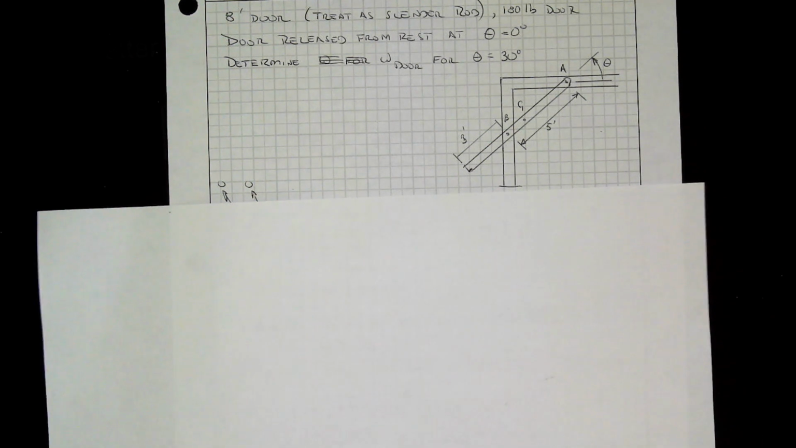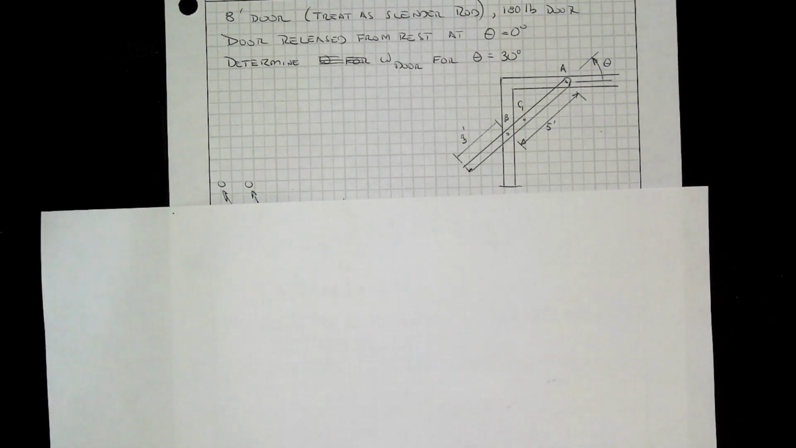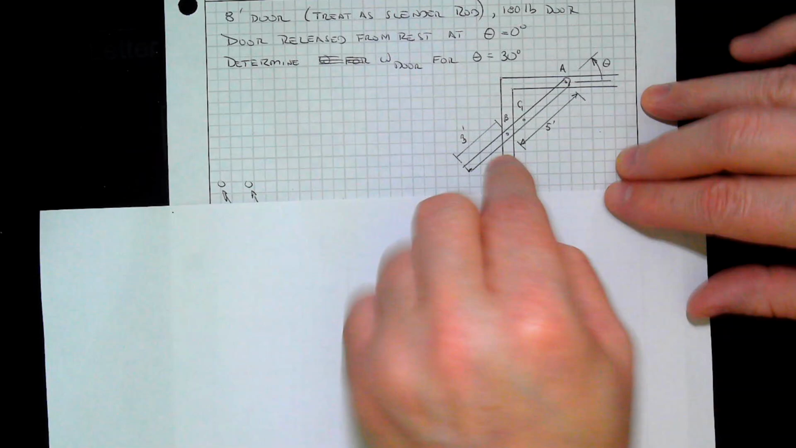All right, we have our next one. What we have is an old style garage door. So here's the garage door. It's 8 feet in length. We're going to treat that as a slender rod.